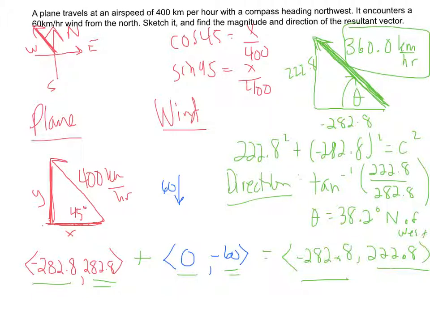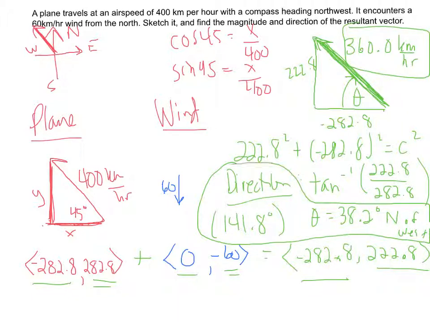Or you could also say it is whatever 180 minus 38.2 is. Let me type that in here. I get 141.8. So you could also say it's 141.8 degrees for our direction. Either of these would work. I would imagine the most desired answer is 38.2 degrees north of west. So that is our plane problem.